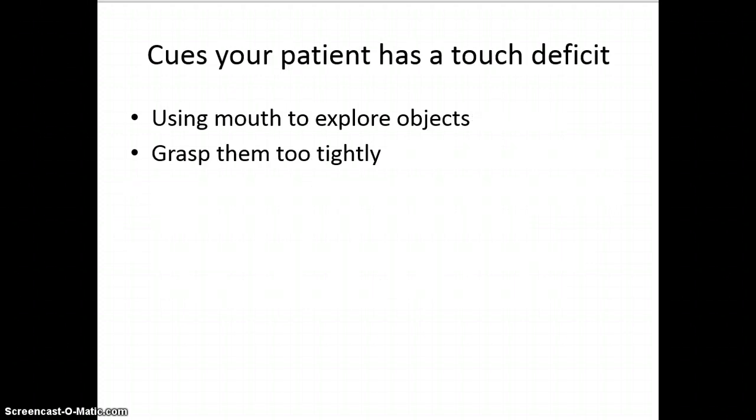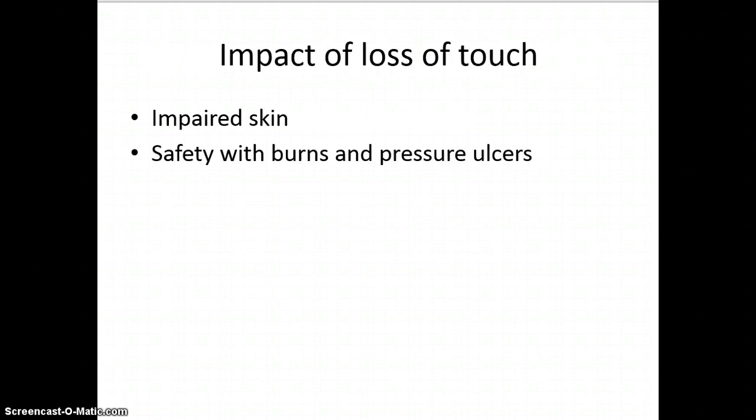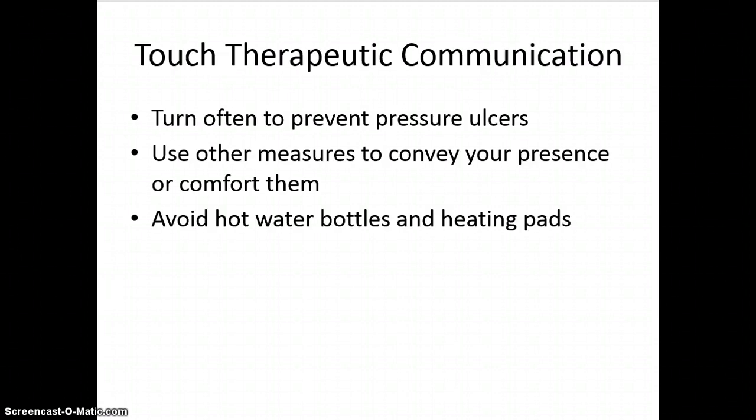Some of the ideas or cues that the patient has a touch deficit: they might use their mouth to explore, they grab things too tightly, they drop things, they seem clumsy. Some of the impact for that then is impaired skin, and again the burns and pressure ulcers, because they will sit in a chair for a long time not realizing that it's uncomfortable, and the coccyx area, or the area where the pressure points are, is causing problems for them.